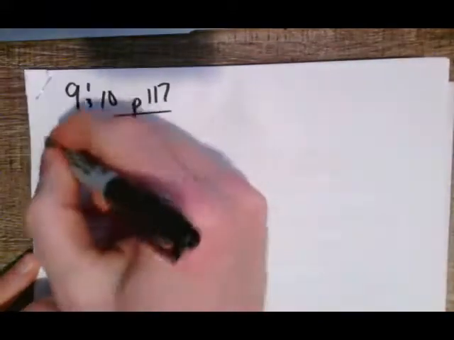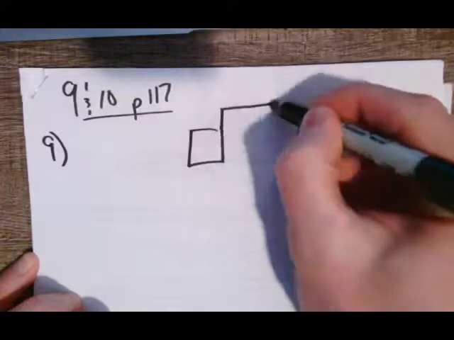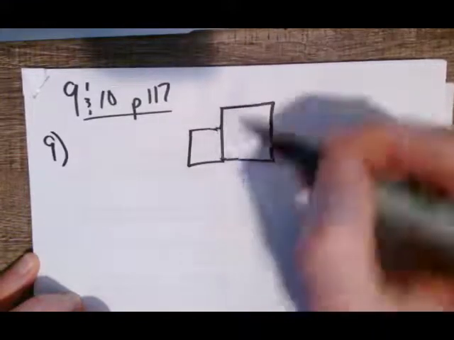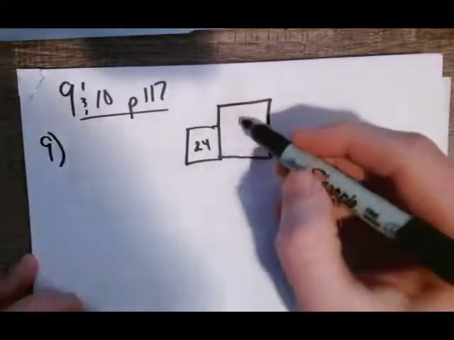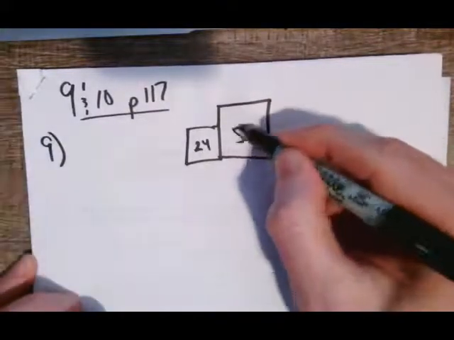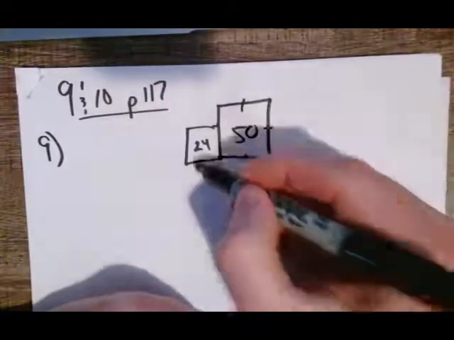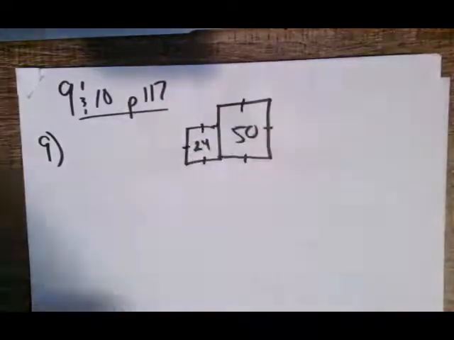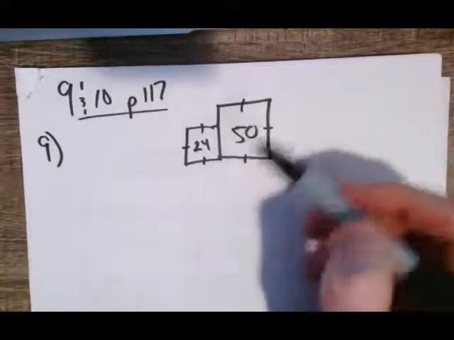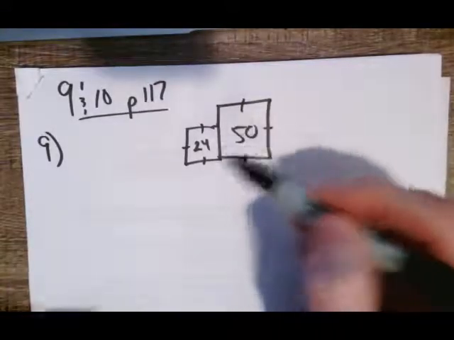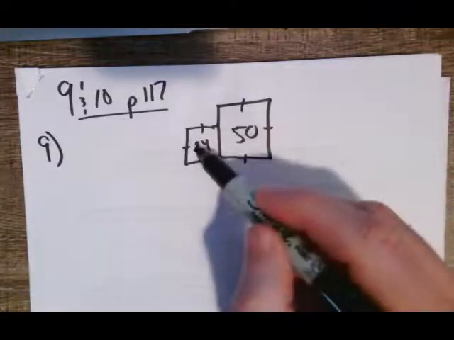Okay, so this is number 9. You've got one box like this and one that's a little bigger. This one's 24 square units and this one's 50 square units. Now it doesn't just say these are rectangles or a shape or whatever. It says they're squares, so that means each side is equal. If this big box had an area of 100, then each side would be 10, right? You just take the root of it.